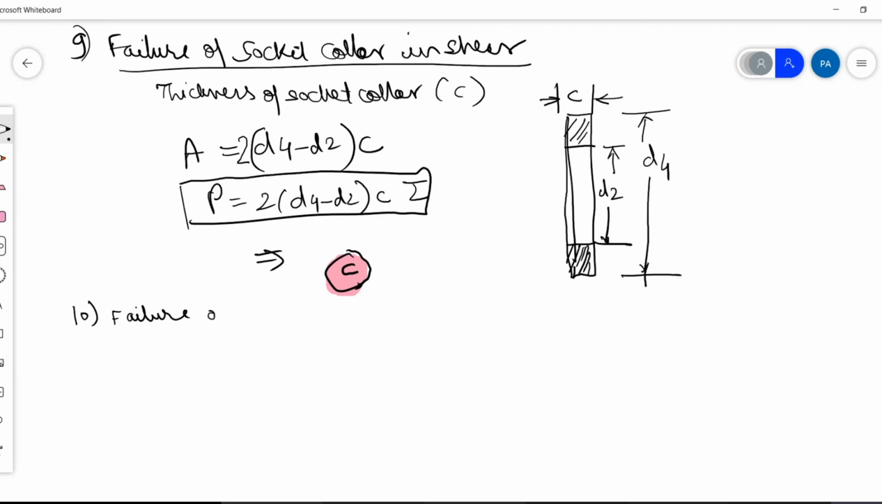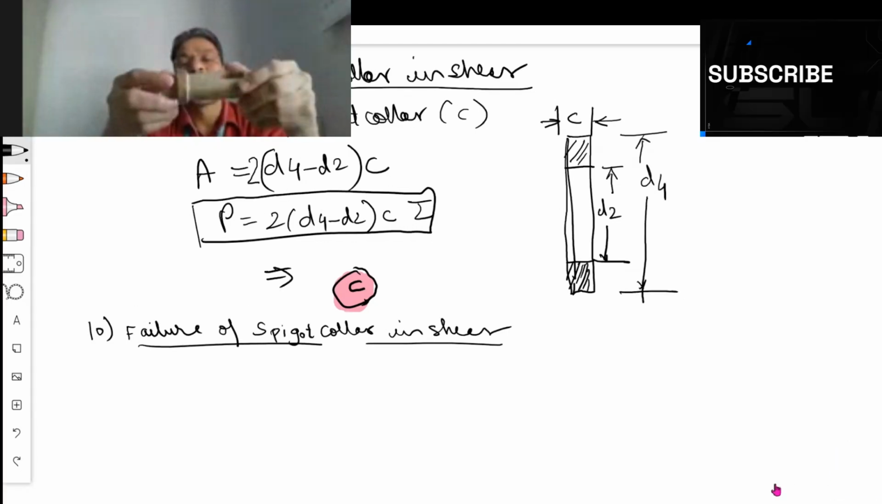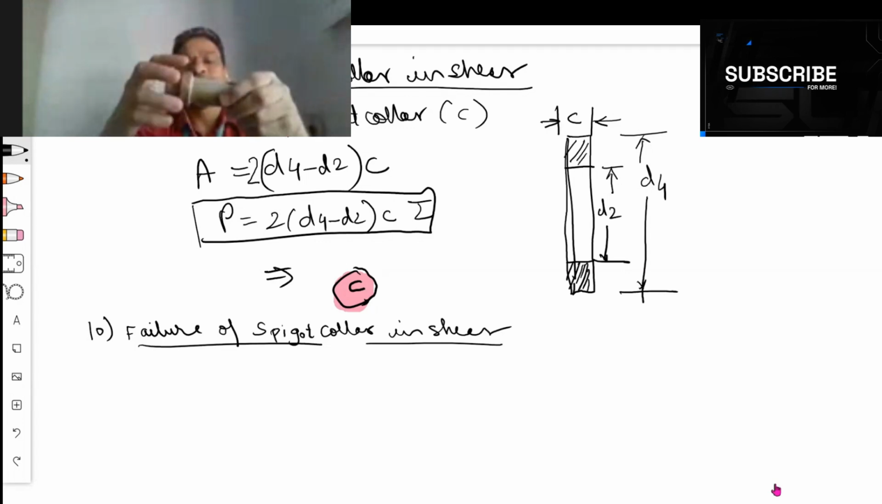Failure of spigot collar in shear. So where is the spigot collar? If I show, this is the spigot, and where is the collar?